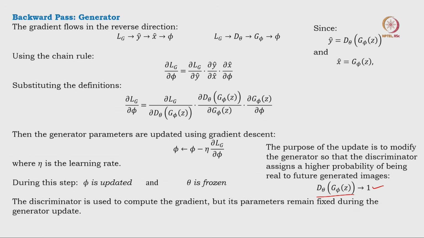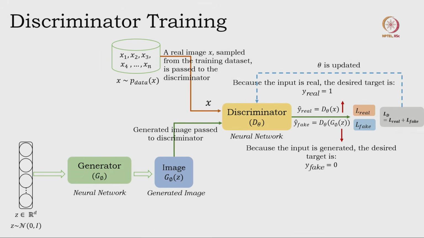How are the generator parameters updated? Are we not getting a loss? From that loss you go back to the generator and update the parameters. In this process, the discriminator parameters remain fixed. Okay. So with this we have finished the generator part.